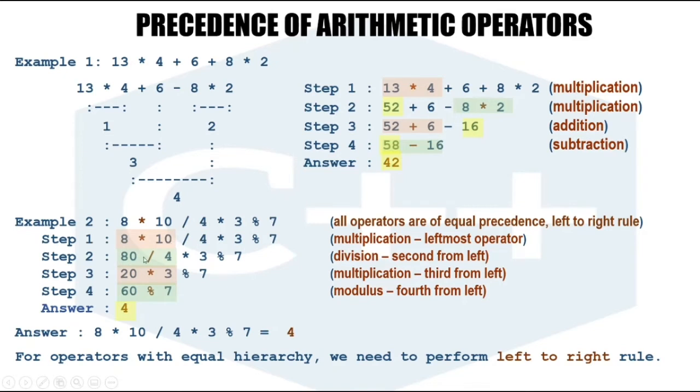8 times 10 is 80. Step 2, perform natin yung division. 80 divided by 4 is 20. Step 3, multiplication. 20 times 3 is 60. And lastly, o pinaka-last step natin, yung modulus division. 60 modulo division 7 is 4. Bakit 4? Kasi 7 times 8 is 56. So meron tayong remainder 4.